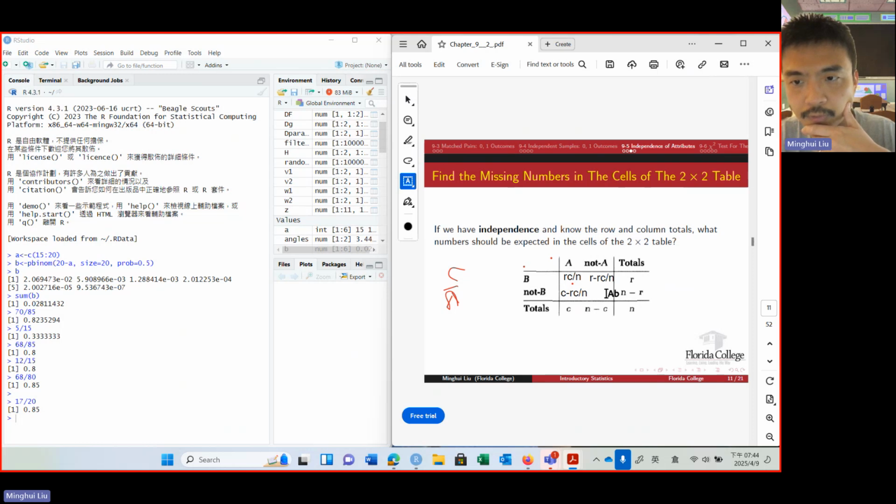And of course, the fourth one, I've run out of space. You can also use the subtraction, use N minus C minus that number. So this number right here, the fourth missing number, I will just use N minus C minus R minus RC over N. And this simplifies to N minus C minus R plus RC over N. So that would be your fourth number that fits in here. So if we're assuming independence, then we can theoretically figure out what those numbers are.